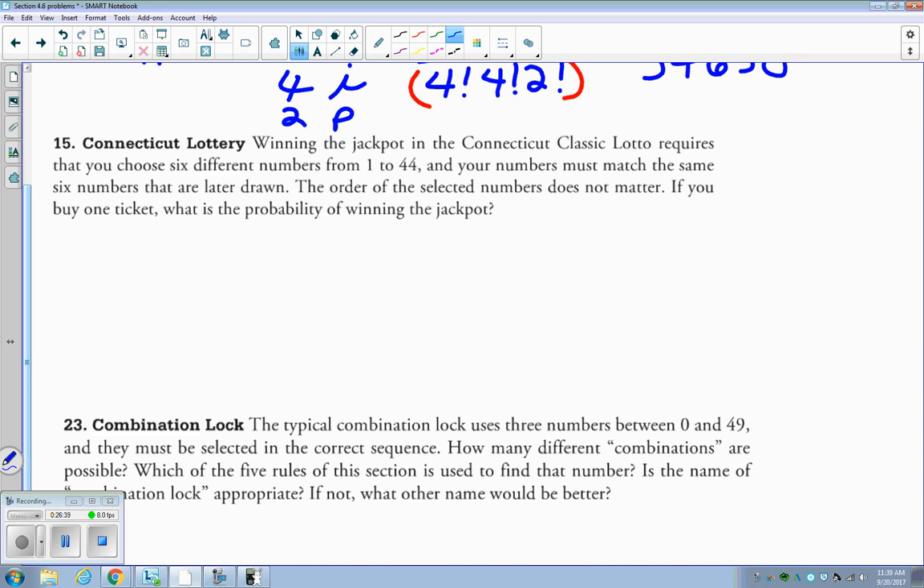So first I've got to figure out what? How many different ways I can choose 6. And there's only 1 winner, right? So really it's 1 over, how many numbers do I have to choose from? 44. We know it's a combination and we are choosing 6 numbers. I know this is a big number.